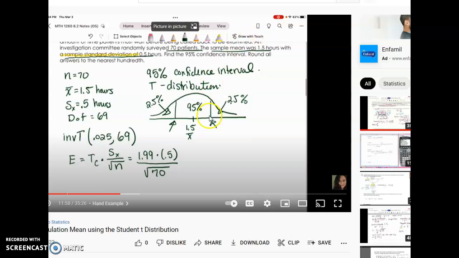Okay. Hope that helps with the table. Again, most of you, this shouldn't be a concern, but in case you don't have that inverse t function, I wanted to give you another option.